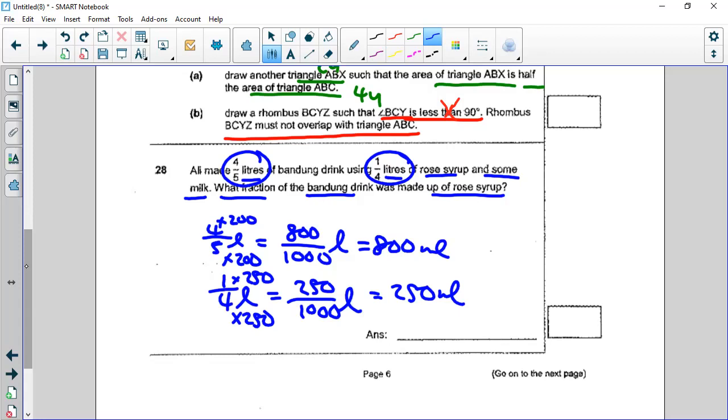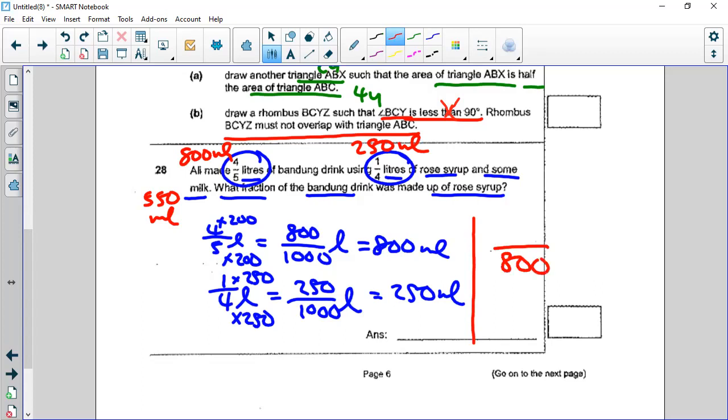Okay, all right. So can we find how much milk is there? So my bandung is 800 ml and my rose syrup is 250 ml. Then my milk must be 800 minus 250. That will be 550 ml, right? So now can we find what fraction of the bandung drink, which is 800? Okay, now you can get a fraction already. What fraction of the bandung drink was made of rose syrup, which is 250?